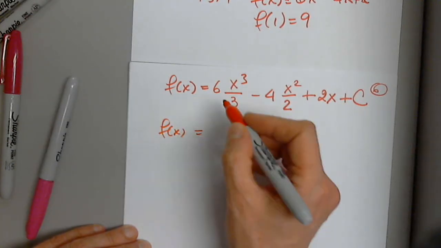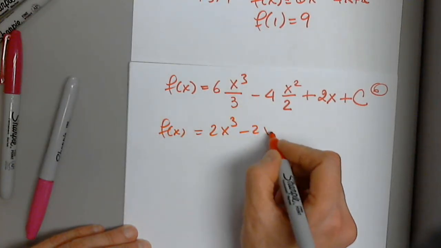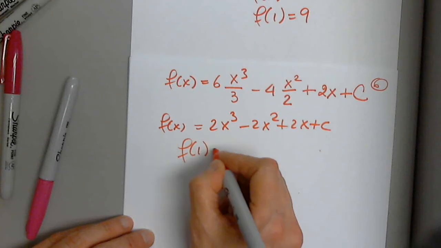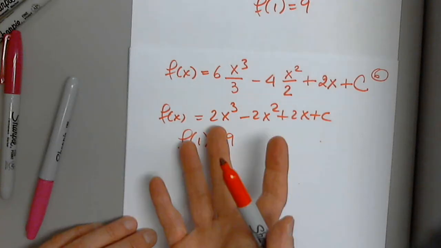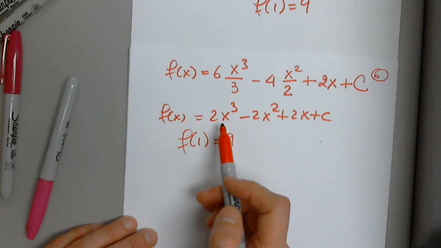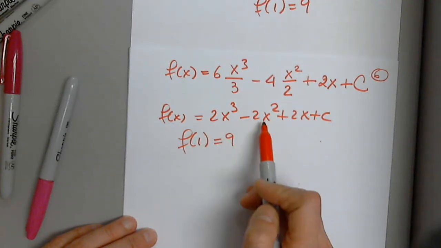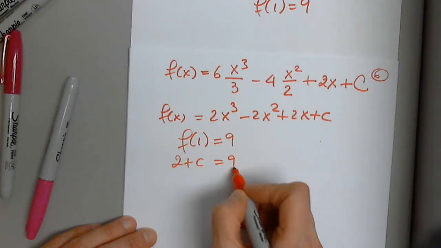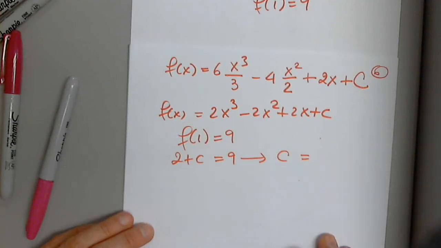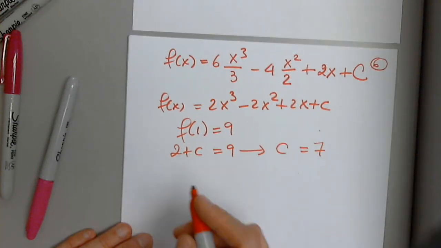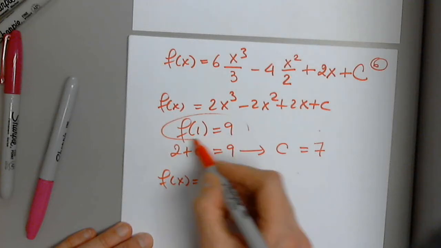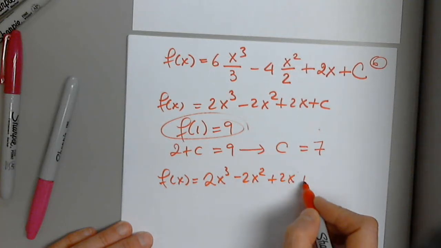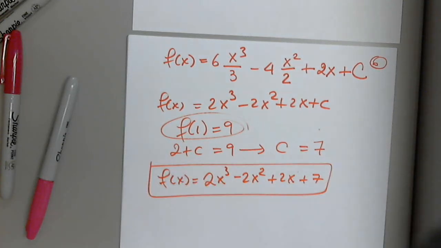So this is f of x, of course 6 and 3, so 2x cubed minus 2x squared plus 2x plus C. And I am told that f of 1 is 9. How much is f of 1? 2 minus 2 plus 2 plus C. 2 plus C equals 9. Therefore, I know C must be 7. So there is only one function because this was given to us: 2x cubed minus 2x squared plus 2x plus 7. And this is the only function.